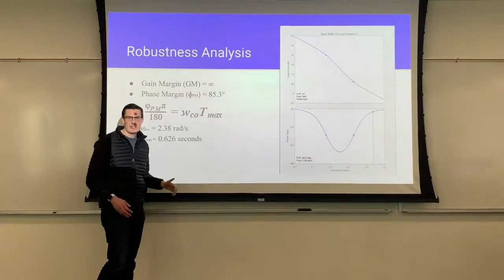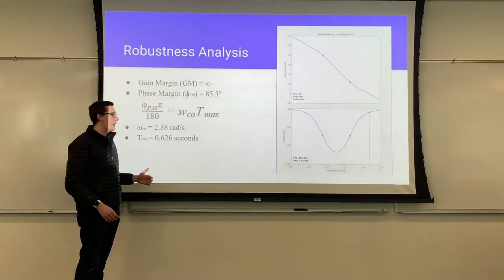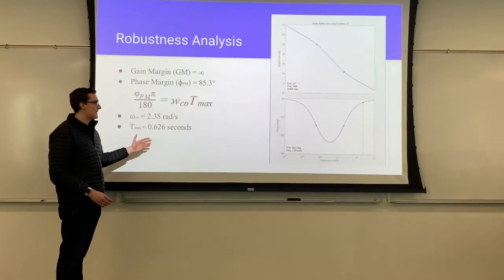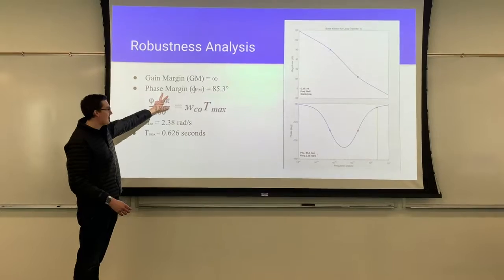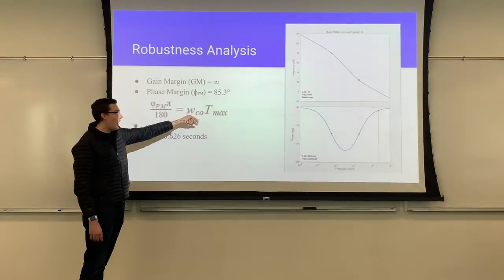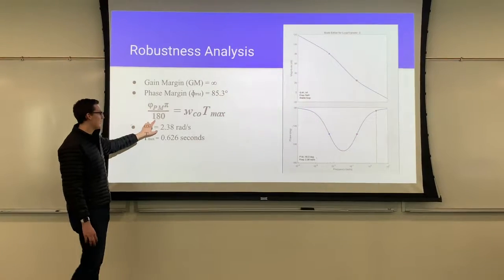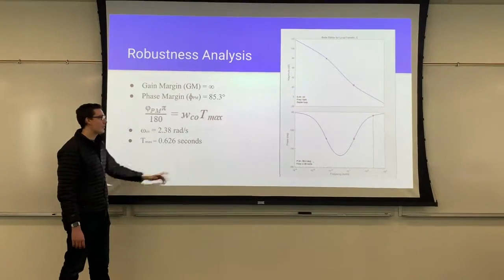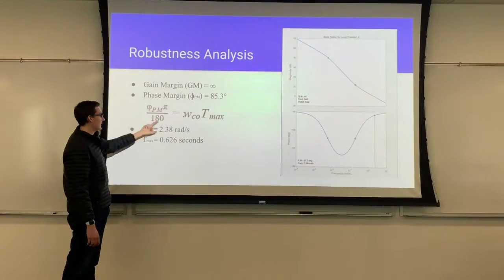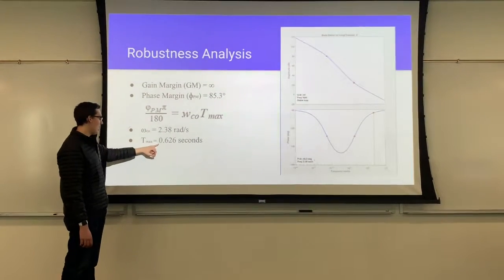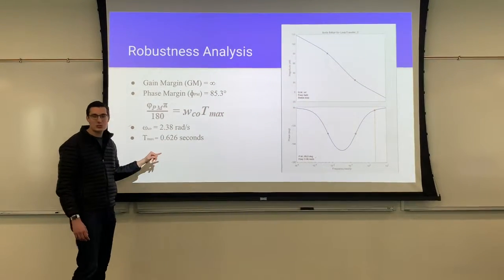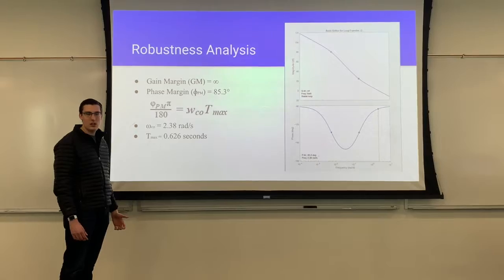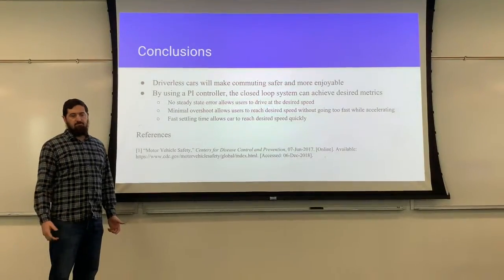This means that we can add infinite gain and our system will stay stable, which means that even if there are gains we don't account for, our system will remain stable. Additionally, we found the phase margin to be 85.3 degrees. This can be used in this equation where omega is the crossover frequency of our Bode plots, and we use this to calculate the T max. The T max we calculated is 0.626 seconds, and that corresponds to the maximum amount of delay our system can handle and stay stable.